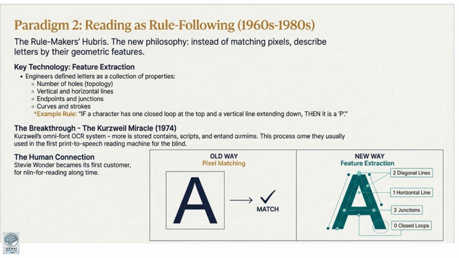1974, Kurzweil OCR recognized multiple fonts, a huge improvement over single-font OCR. The diagram compares the old pixel matching method with the new feature-based method. In the new system, the letter A is broken into diagonal lines and junctions. This allowed OCR to handle more fonts and shapes.